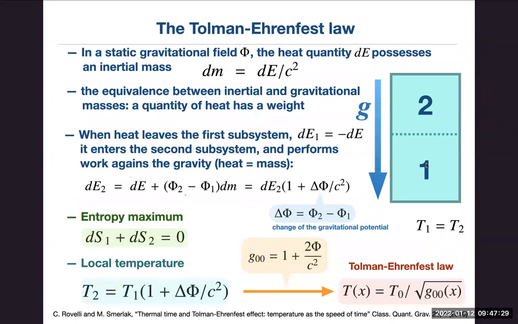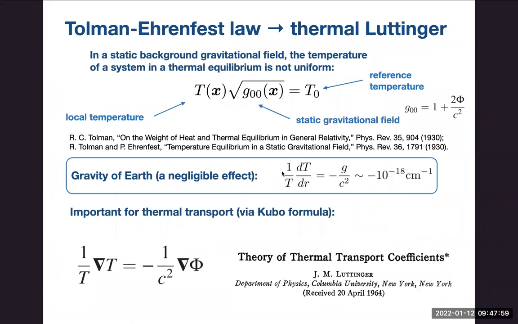And if you combine all those factors together, you will get that in fact the temperature in thermal equilibrium in a gravitational field will not be uniform. So one gets that the temperature will be a local function of coordinate, and it will be proportional to the square root of the zero-zero component of the metric tensor. That was the Tolman-Ehrenfest law, which was derived in 1930, as far as I remember.